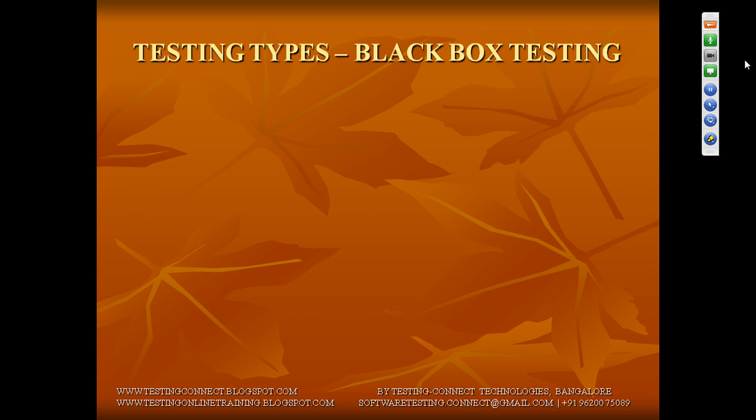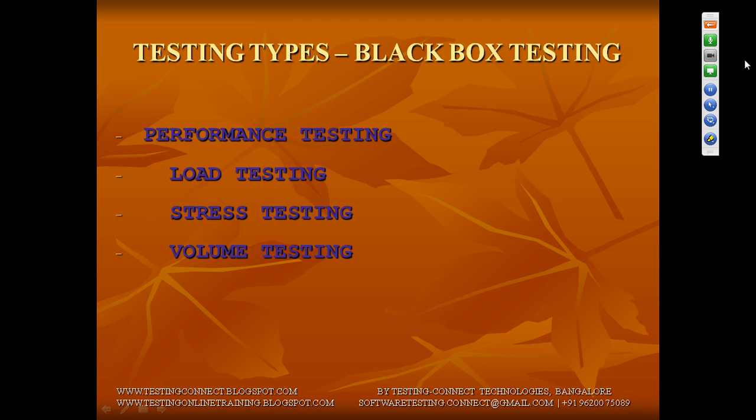So performance testing, how you can define it, is executing the application under predetermined levels of resources to estimate performance. That is performance testing. So executing the application under predetermined levels of resources. What do you mean by predetermined levels of resources?